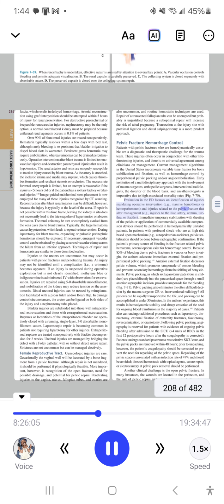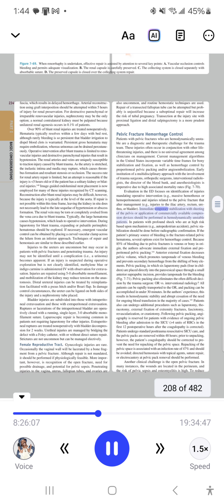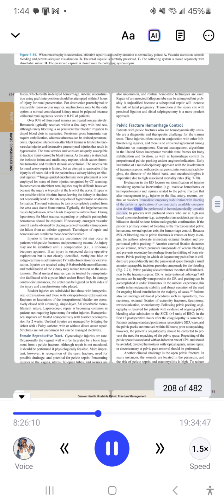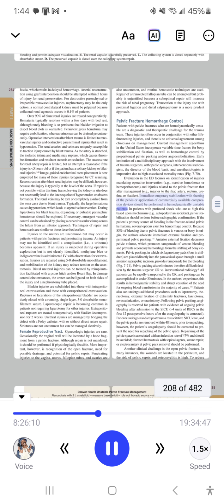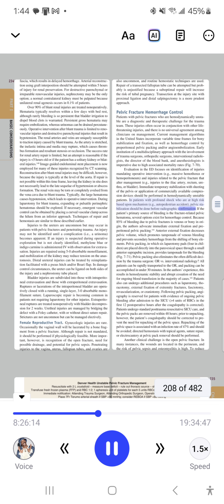and injuries related to the pelvic fracture that alter management, for example, injuries to the iliac artery, rectum, urethra, or bladder. Immediate temporary stabilization with sheathing of the pelvis or application of commercially available compression devices should be performed in hemodynamically unstable patients. In patients with profound shock who are at high risk based upon mechanism, for example, auto versus pedestrian accident, pelvic stabilization should be done before radiographic confirmation.